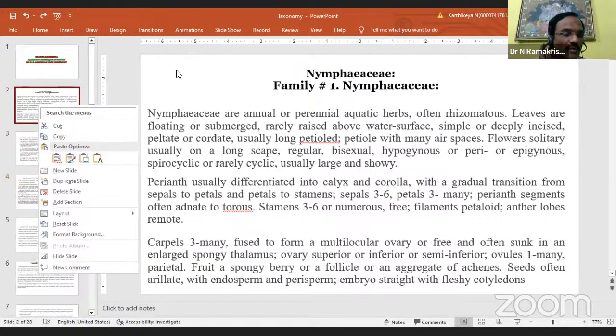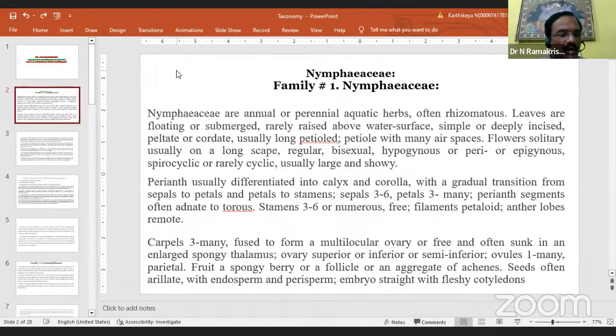Now you see the flora of India: 49,219 species of flowering plants. The total number of angiosperms recorded in India is 17,500 species under about 4,000 genera and 315 families. These are the families identified in India.